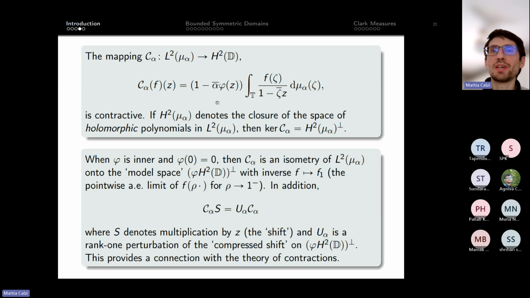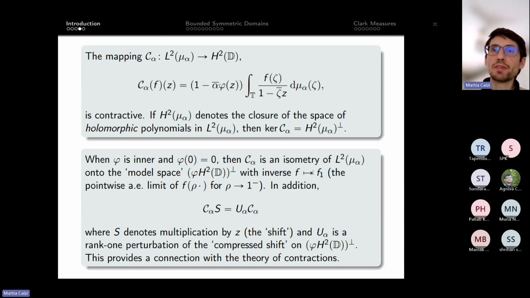It depends on the function phi. And the original situation was that in which phi was inner, and for simplicity, consider the case in which phi maps the origin into itself. Then this mapping, as I said before, is an isometry of L2 of mu alpha onto this space, which is a model space for some particular kind of contractions.